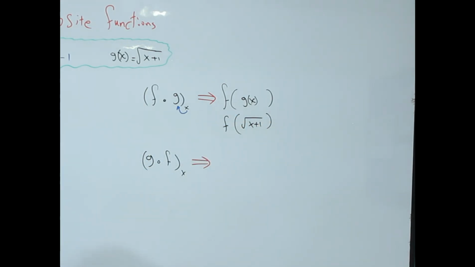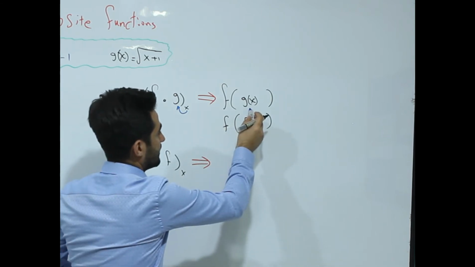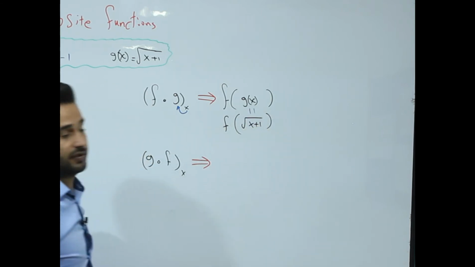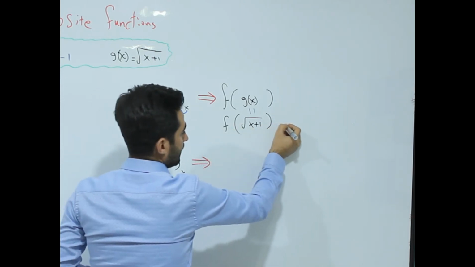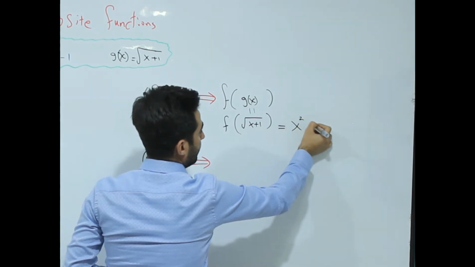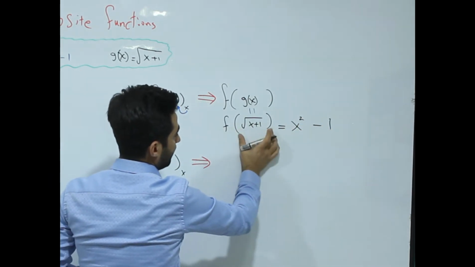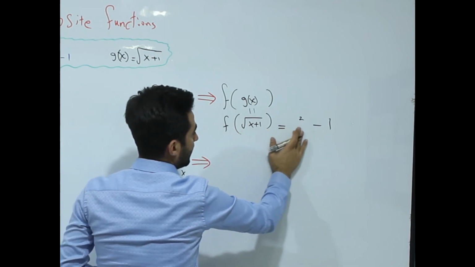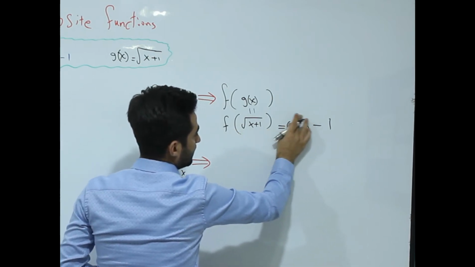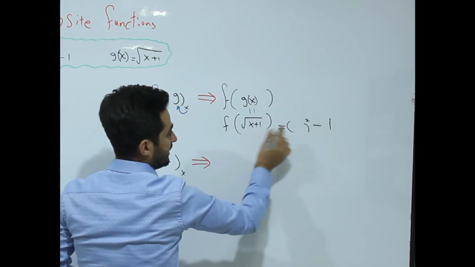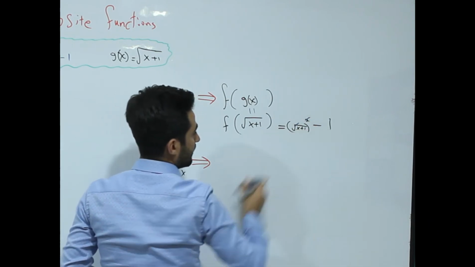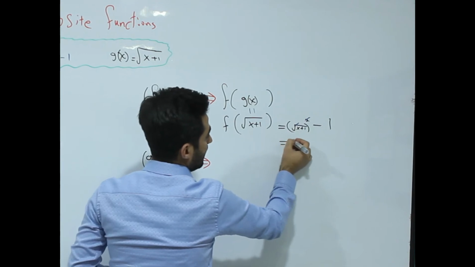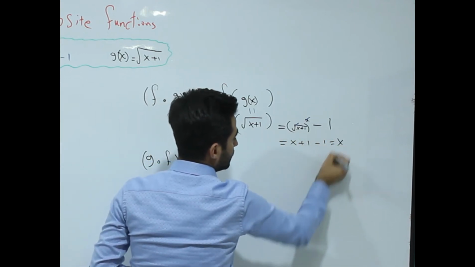Guys, look, I just wrote instead of g of x, square root of x plus 1. Now we have f of x equal to x squared minus 1. But this is not f of x, this is f of a bracket. So can I cancel this x and write the bracket instead of this x? Yes, square root of x plus 1, squared, minus 1. Now we can cancel the 2 with the square root. So the answer is x plus 1 minus 1, which is equal to x.